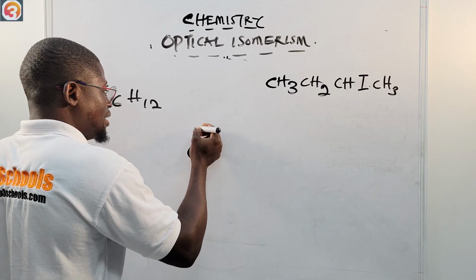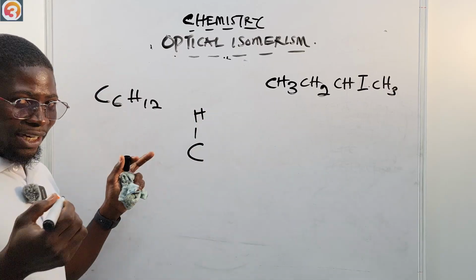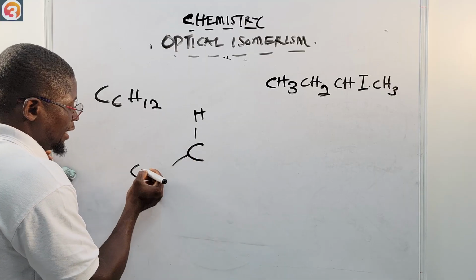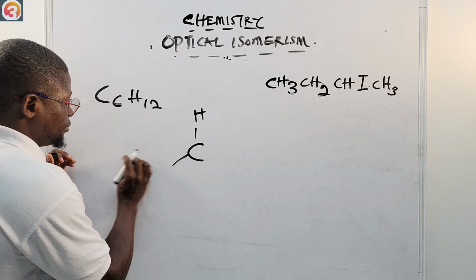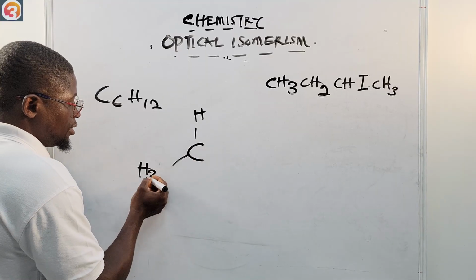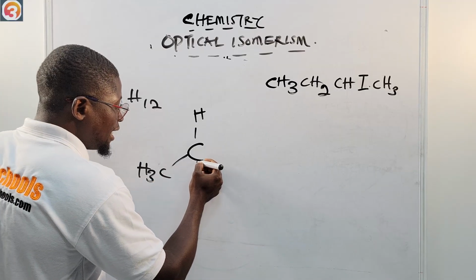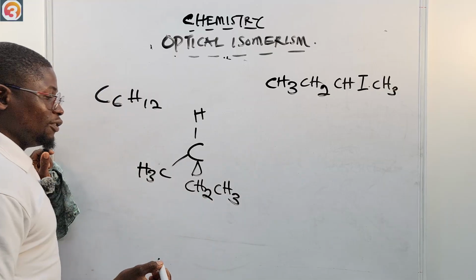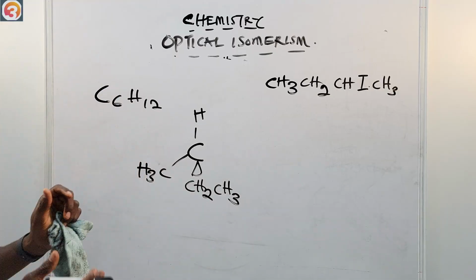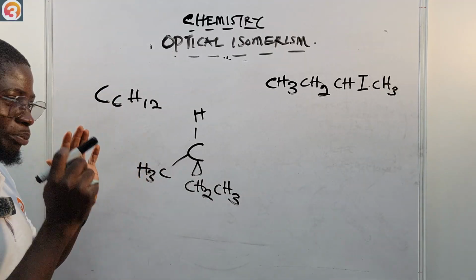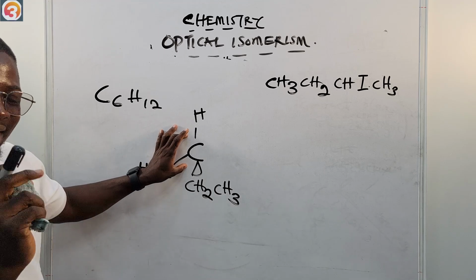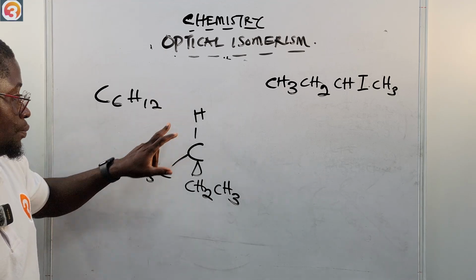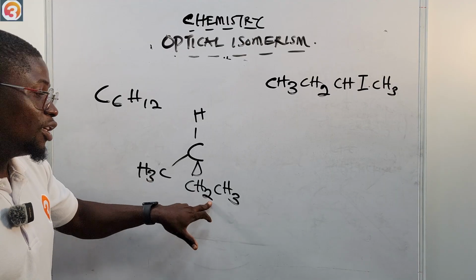So if you have this, it is bonded to a hydrogen group, then it's bonded to a methyl group, H3C, then it's bonded to also an ethyl group, CH2CH3, and then of course you can now calculate. This is your first assumption: that it has a central carbon atom. Then you bond it to a hydrogen group, to a methyl group, and to an ethyl group.